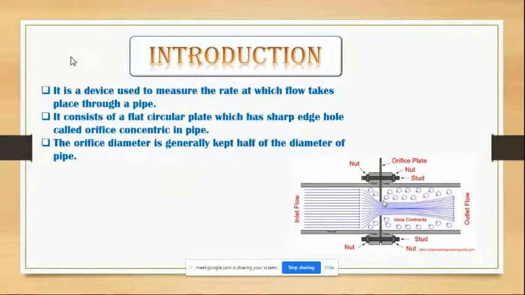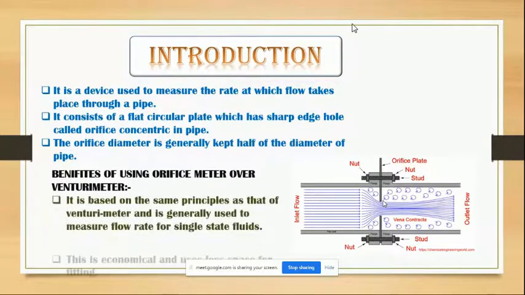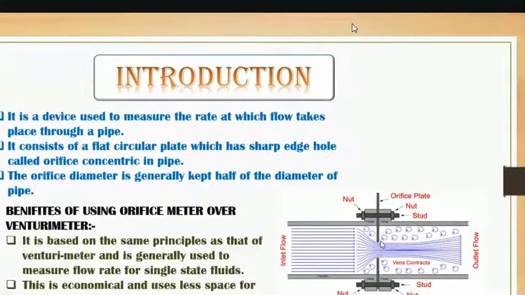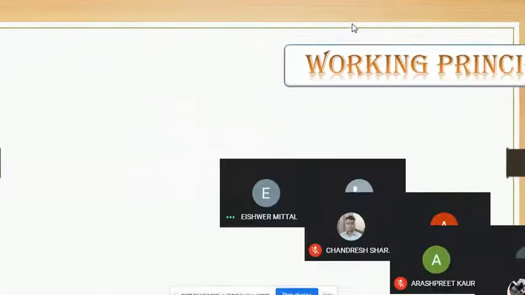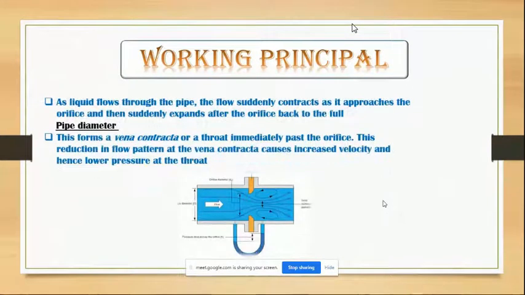Now the benefits of using an orifice meter over a Venturi meter are: it is economical and uses quite less space for fitting. It also has a drawback that it suffers a lot of frictional losses, due to which it has a very low coefficient of discharge, or CD, as compared to the Venturi meter, which is around 0.5 to 0.6 in general.